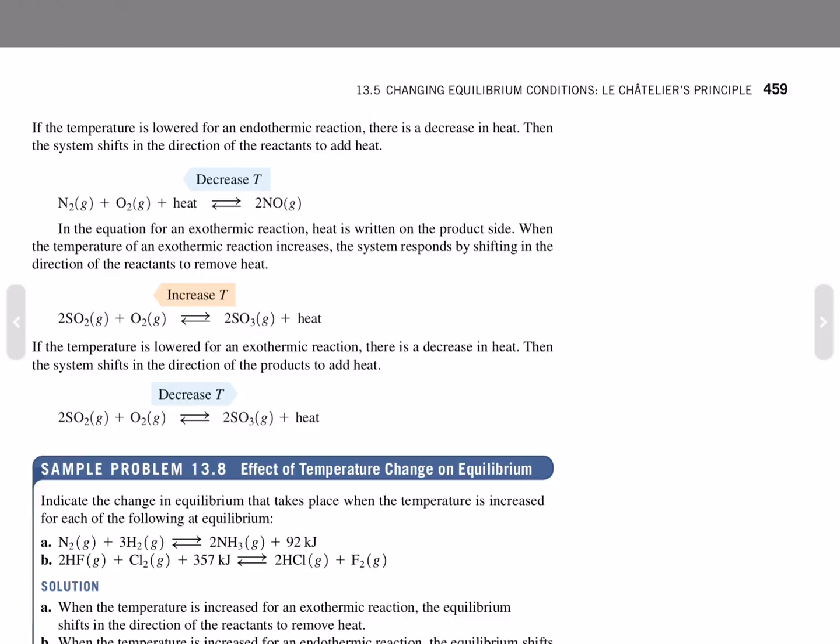If the temperature is lowered for an endothermic reaction, there is a decrease in heat. Then the system shifts in the direction of the reactants to add heat. In the equation of an exothermic reaction, heat is written on the product side. When the temperature of an exothermic reaction increases, the system responds by shifting in the direction of the reactants to remove heat. If the temperature is lowered for an exothermic reaction, there is a decrease in heat. Then the system shifts in the direction of the products to add heat.